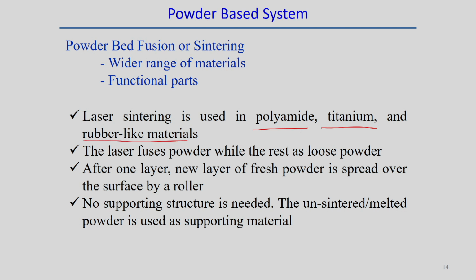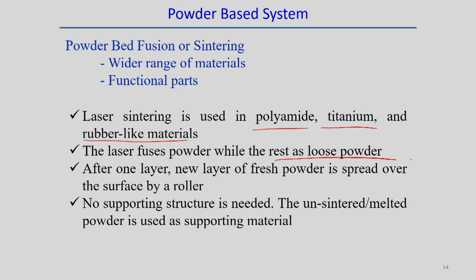So, what happens in this process? We create a powder bed that is filled with powder, but the thickness of the powder is maintained according to the layer thickness. Now, the laser is moved and fuses the powder according to the path, and the laser fuses that particular material, while the remainder stays as loose powder.